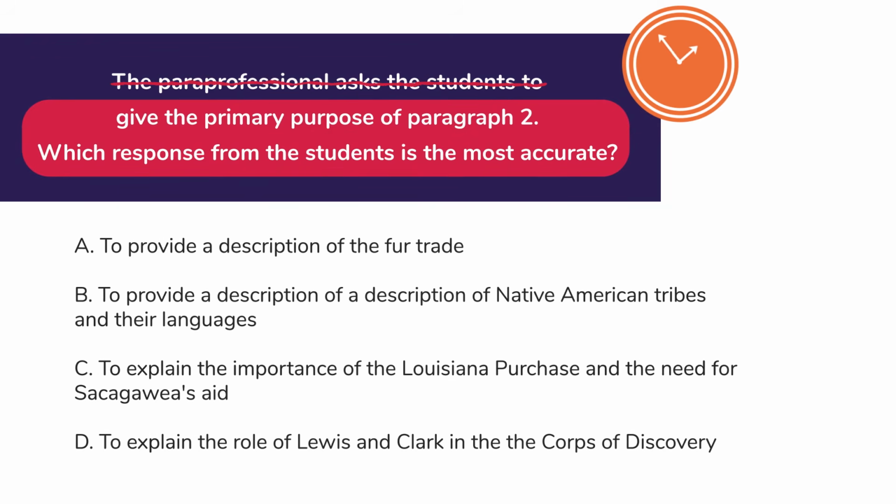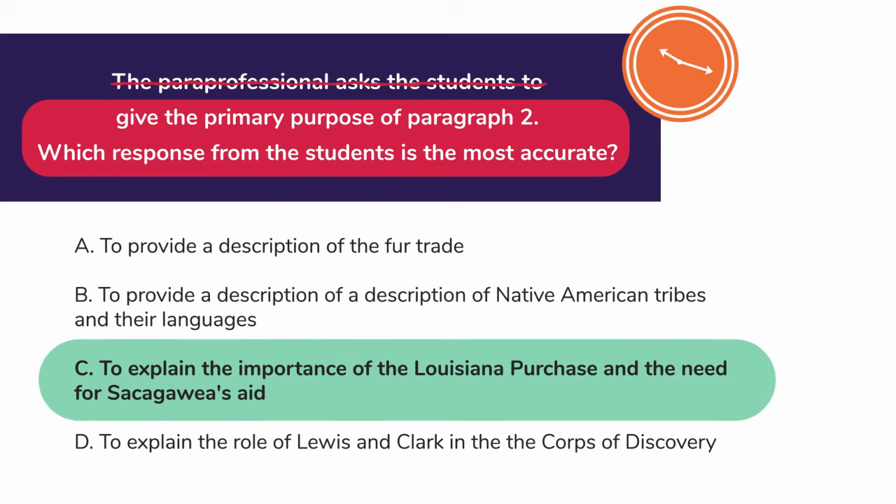Okay, let's see our choices. A, to provide a description of the fur trade. B, to provide a description of Native American tribes and their languages. C, to explain the importance of the Louisiana Purchase and the need for Sacagawea's aid. Or D, to explain the role of Lewis and Clark in the Corps of Discovery. The correct choice is C.